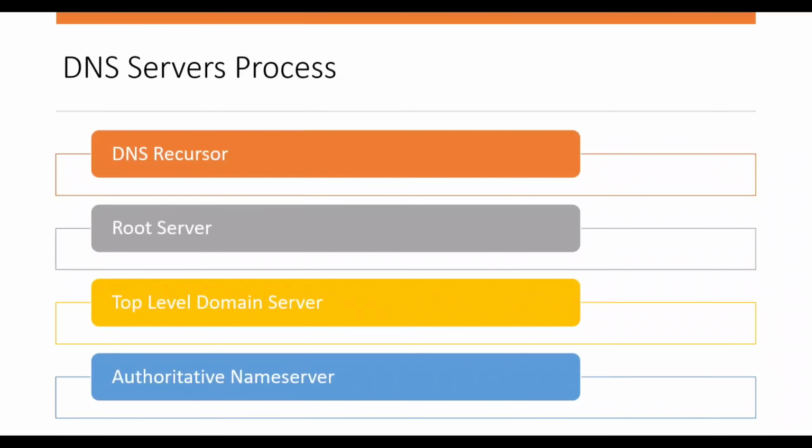And then we have the root server, which we can also call the root name server. This is the step which is used to translate the human readable host name into the IP address. So this basically resolves our domain name or host name into IP addresses. This is what the root name server is.